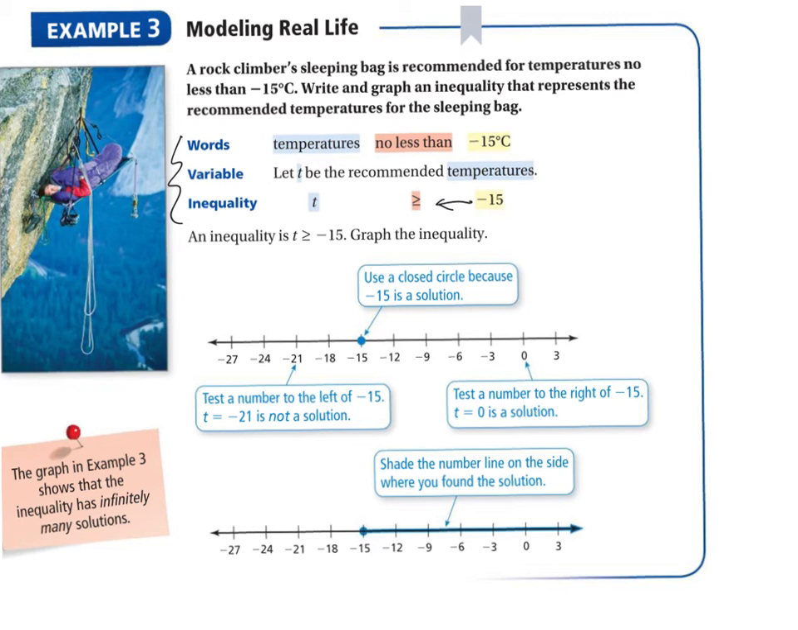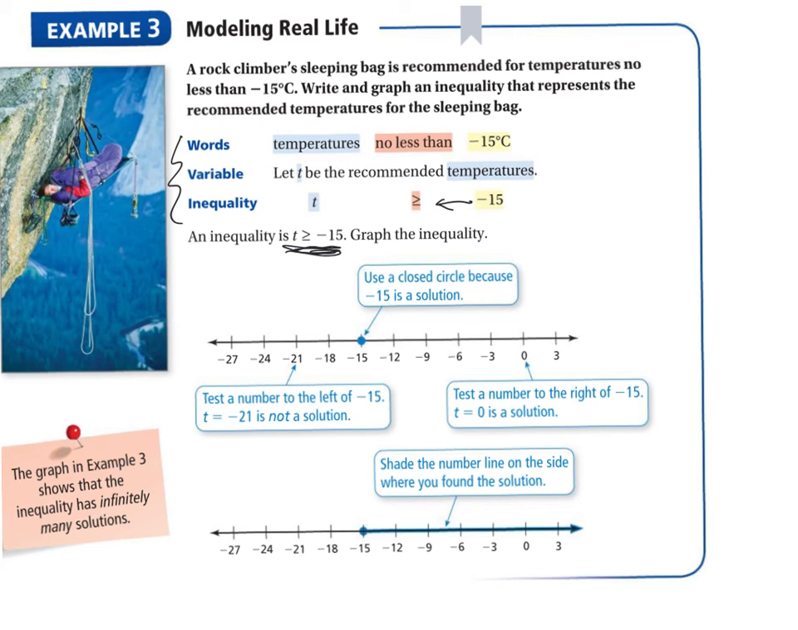So I'm looking from the negative 15's perspective and seeing that it is on the less than side. So let's continue reading, sorry. Write and graph an inequality that represents the recommended temperature for the sleeping bag. So basically what it's saying is the inequality T greater than or equal to negative 15, so the temperature has to be greater than or equal to negative 15, or you're going to be cold. Okay, that should make sense, hopefully.